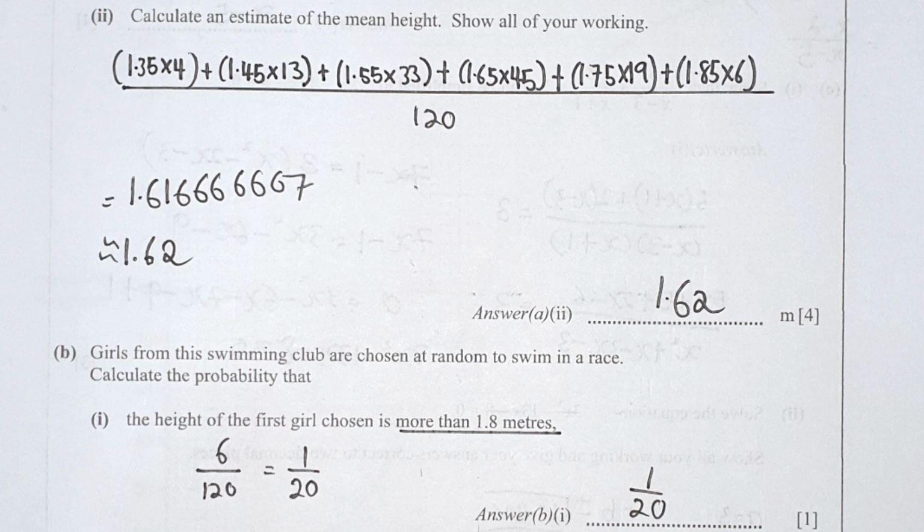As for part B number 1, they wanted the girl chosen to be more than 1.8 meters. Those who have more than 1.8 meters are 6 out of 120, which after you simplify will be 1 over 20.